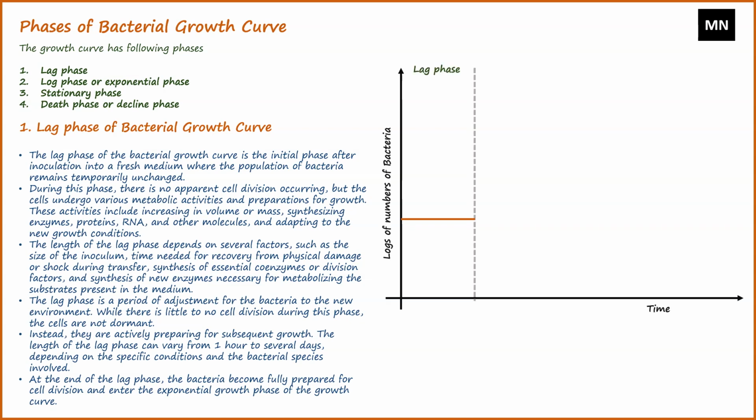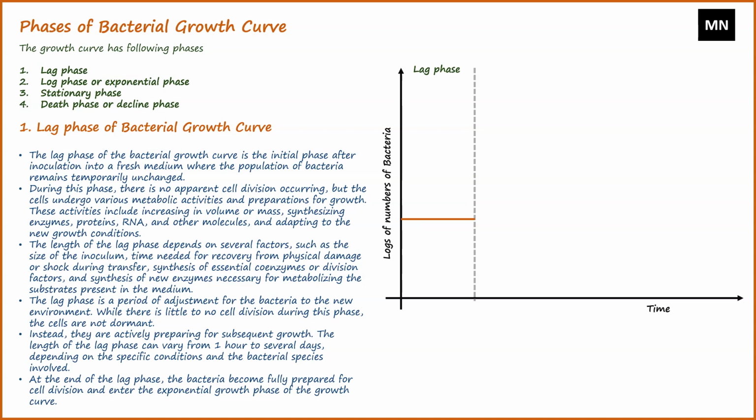During this phase, there is no apparent cell division occurring, but the cells undergo various metabolic activities and preparations for growth. These activities include increasing in volume or mass, synthesizing enzymes, proteins, RNA, and other molecules, and adapting to the new growth conditions. The length of the lag phase depends on several factors, such as the size of the inoculum, time needed for recovery from physical damage or shock during transfer, synthesis of essential coenzymes or division factors, and synthesis of new enzymes necessary for metabolizing the substrates present in the medium.